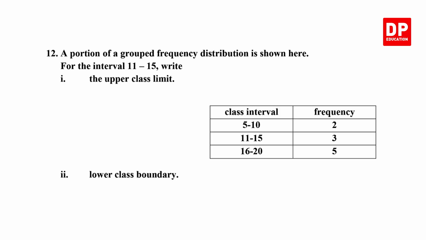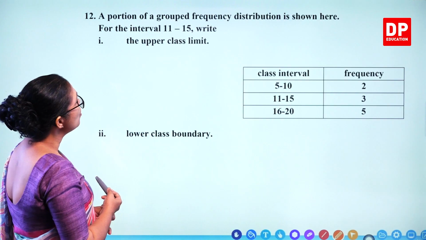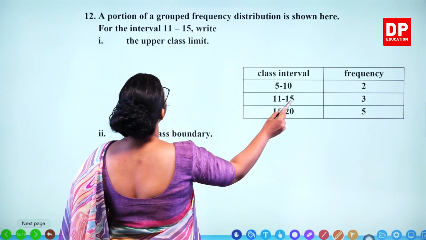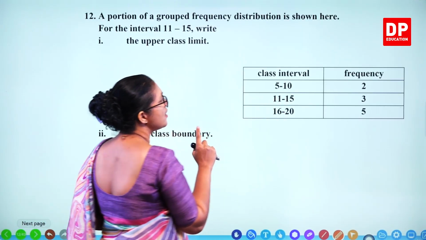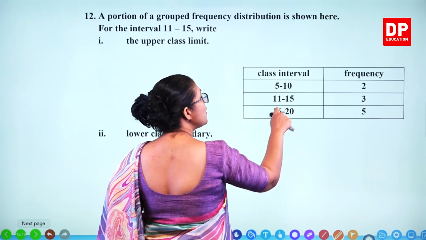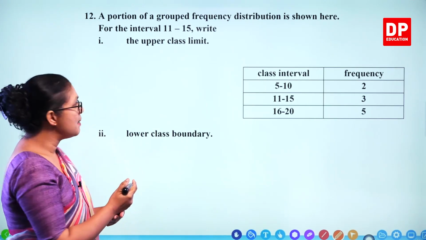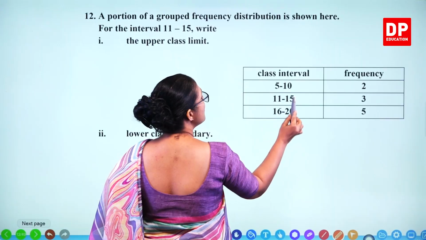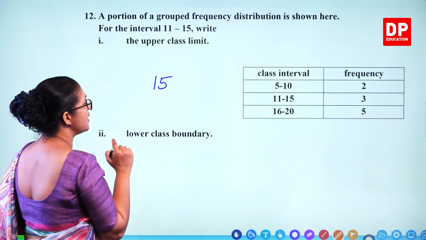Question number 12. A portion of the group frequency distribution is shown here for the interval 11 to 15. Write the upper class limit of this one. So there's a gap in between the numbers in the interval. That means class limits are there. So what's the upper class limit of this interval 11 to 15? That's just 15. You can write just 15.